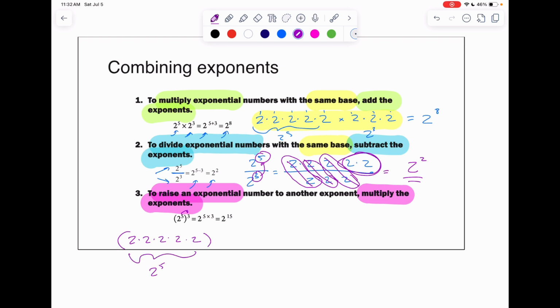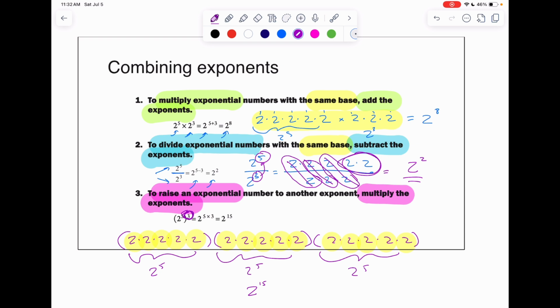But we have that 3 times multiplied by itself. So let's do it again. 2 times 2 times 2 times 2 times 2, and 2 times 2 times 2 times 2 times 2. So that's 2 to the 5, 3 times multiplied by itself. Amazing. Well, let's count up how many we have. We have 1, 2, 3, 4, 5, 6, 7, 8, 9, 10, 11, 12, 13, 14, 15. So basically 2 to the 5, 3 times is 2 to the 15, or 15 2's multiplied together.